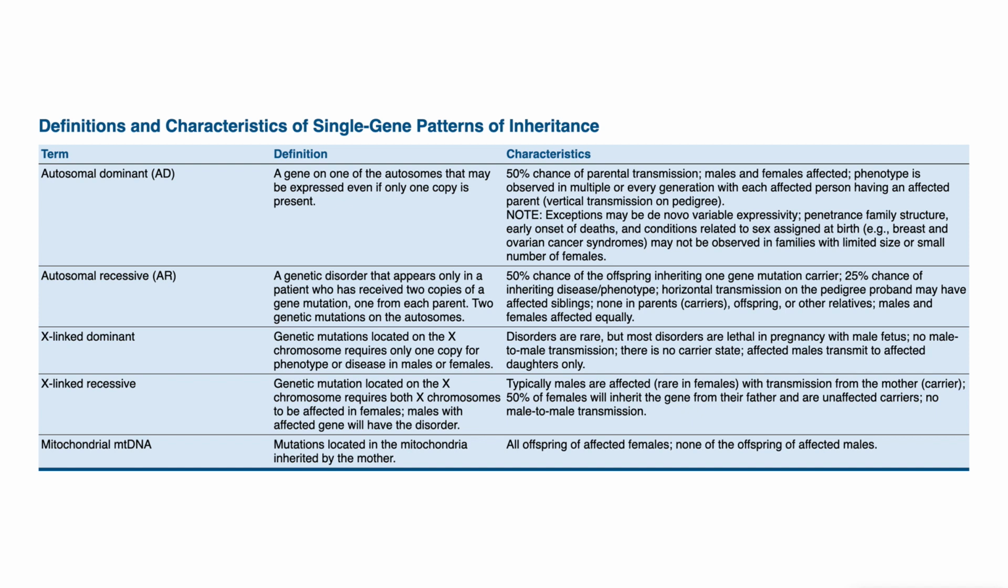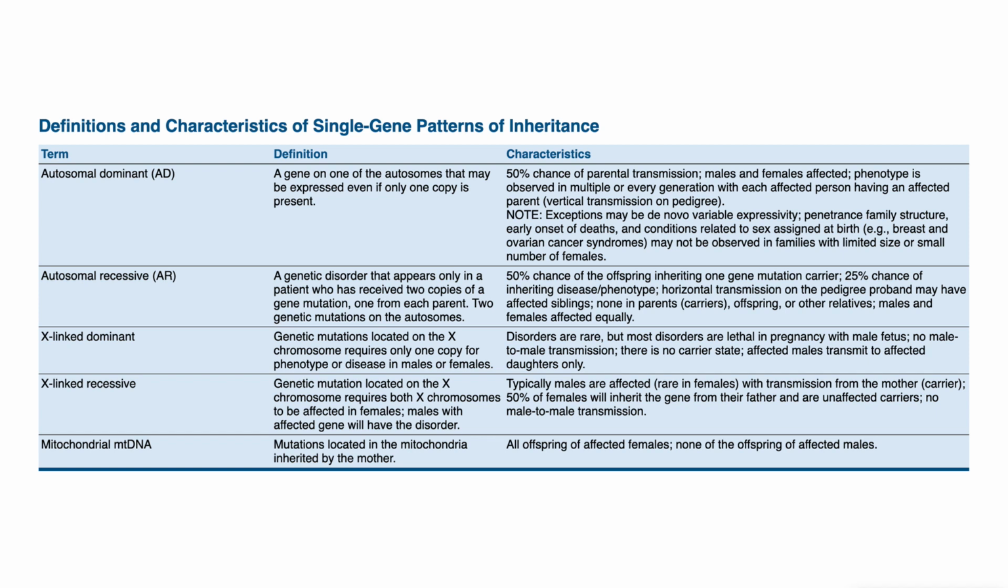In males who only have one X chromosome instead of two, they get their X chromosome from their mother. They don't get an X from their father, and they're male because they have an X and a Y, and they will have the disorder. The most common one I think that we hear about is hemophilia, classical hemophilia A and B. Typically males are affected, rare in females, with transmission from the mother carrier. 50% of the males will inherit the gene from their mother and are affected, and 50% of the females are unaffected carriers. There is no male-to-male transmission for the reasons we already discussed.